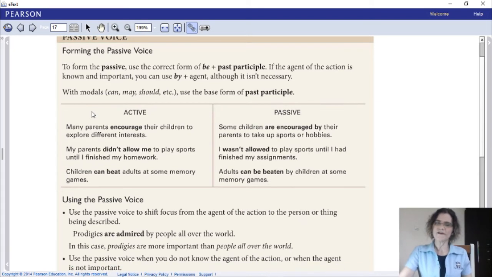Okay, so to form the passive, you have to use the correct form of the verb be. Yeah, is that going to be present, past, continuous, perfect, or future? Plus, you add a past participle, which is also verb 3. Remember verb 1, verb 2, verb 3. Now, the last one, verb 3, is the past participle.